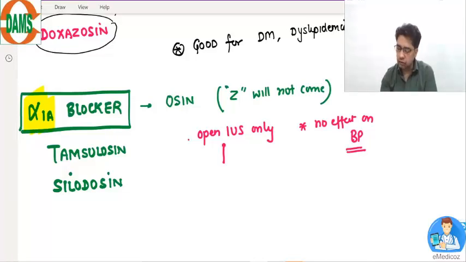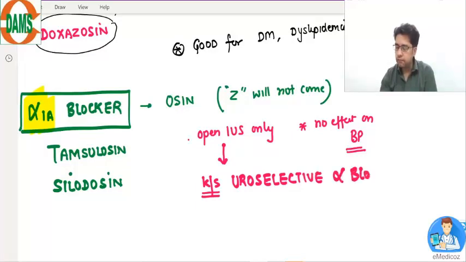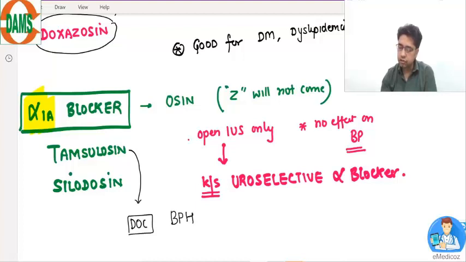Hence, these drugs are known as uroselective alpha blockers, and this tamsulosin is considered as a drug of choice for BPH. This tamsulosin is considered as a drug of choice for BPH.